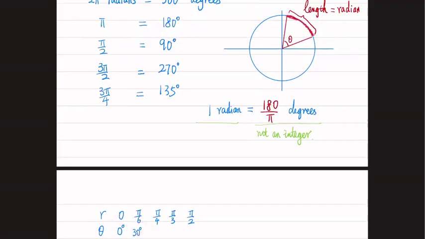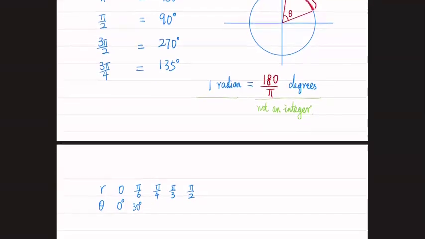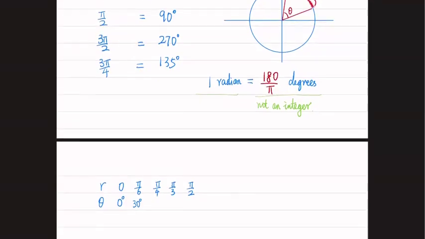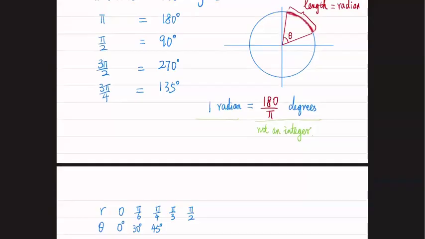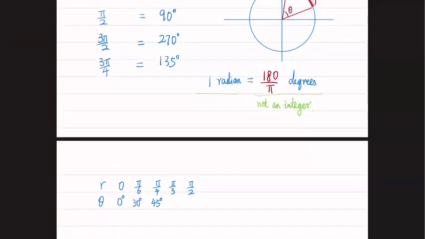Okay, Kira, pi over 4. 45. Jessica, pi over 3. 15 degrees? Wait, no, I mean, 60 degrees. 60 degrees.